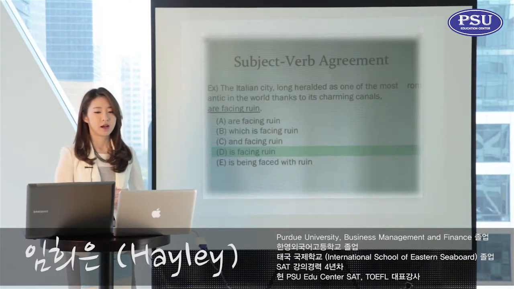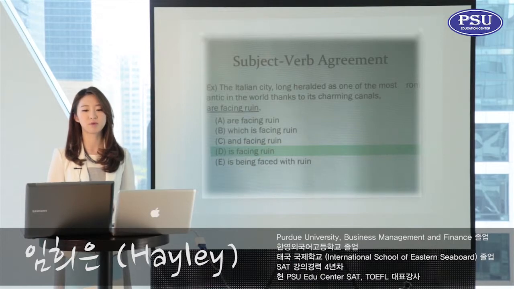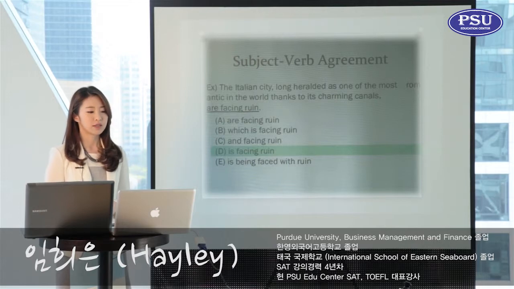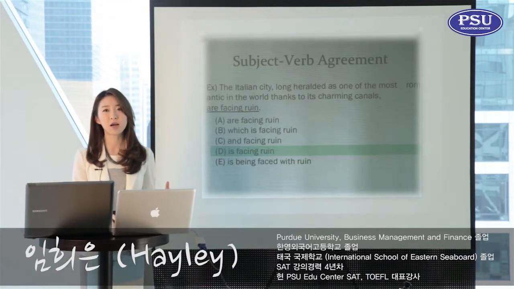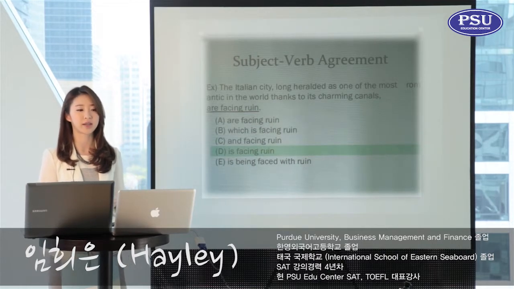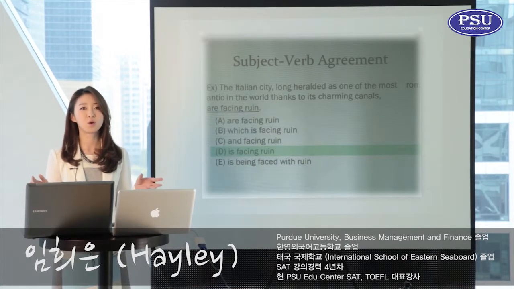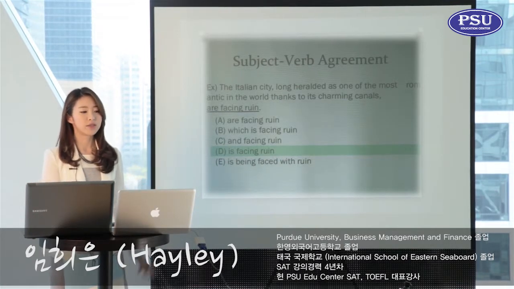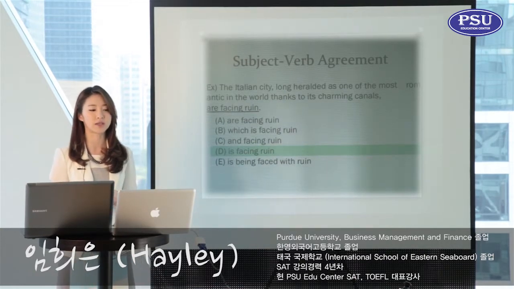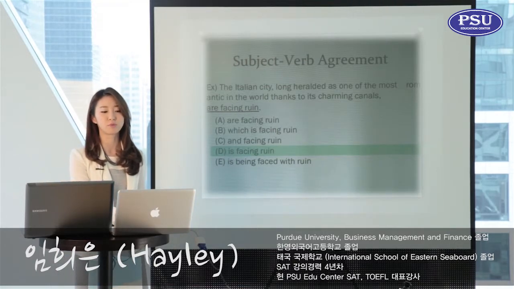Now what you see here, let's read the sentence together. The Italian city, long heralded as one of the most romantic in the world, thanks to its charming canals, are facing ruin. 자, 여기서 컴마가 보이시죠? You see the comma after the city, and you see another comma after the word canals. 자, 여기 comma 사이에는 we call this an interjection 혹은 a non-essential clause. What this means is 이게 갑자기 껴 넣는 건데 부연 설명을 해주기 위해서, in other words, to modify, 수식을 해주기 위해서 이렇게 넣은 수식 부분이에요.